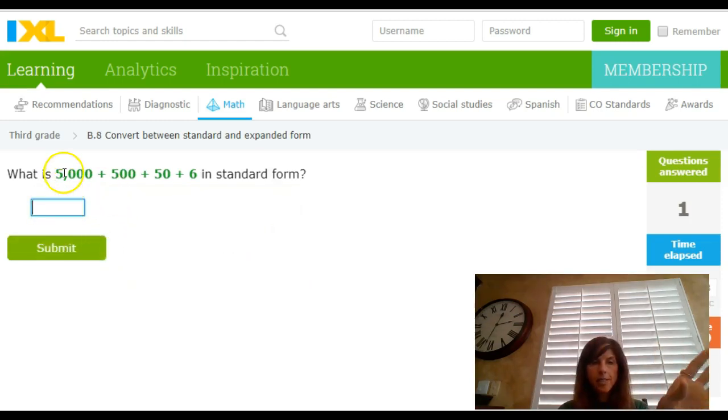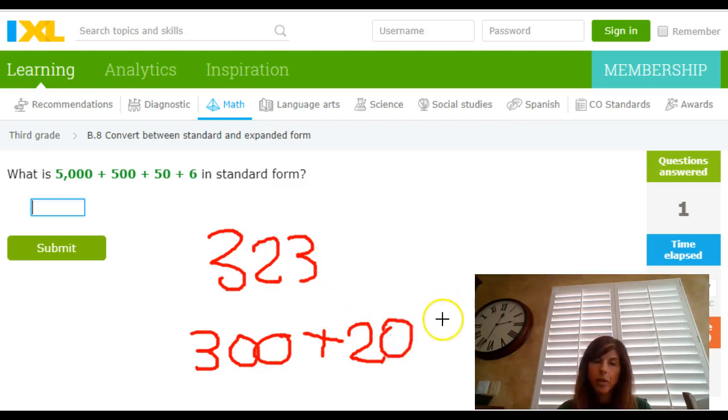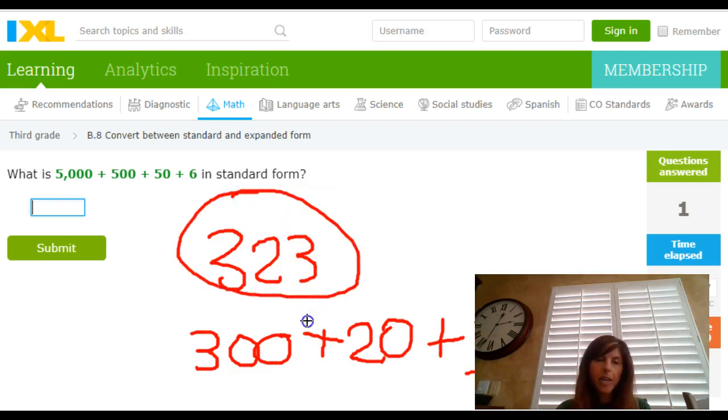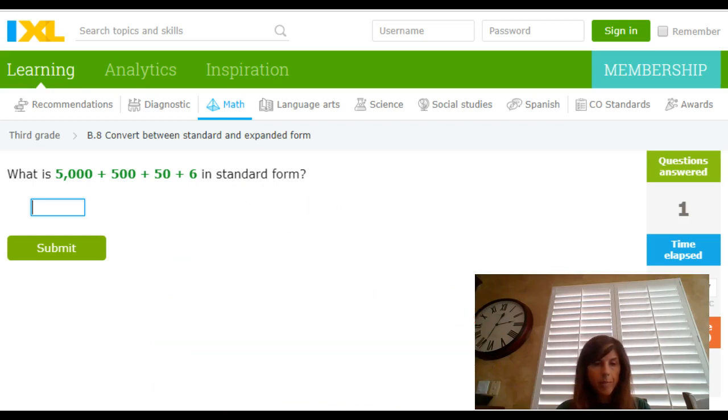Again, this is the expanded form, 5,000 plus 500 plus 50 plus 6. So we're just changing it to standard form. It is already in the expanded form. So if we have the number 323, 3 in the hundreds place, the value is 300. 2 is in the tens place, the value is 20. And 3 in the ones place, the value is 3. Standard form and expanded form. So a lot of kids were having a hard time with that.